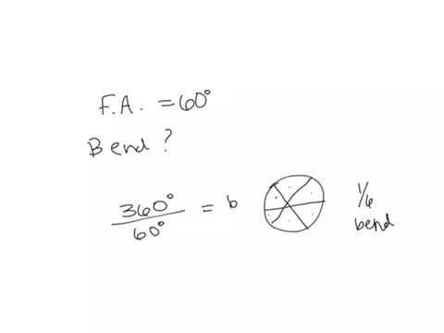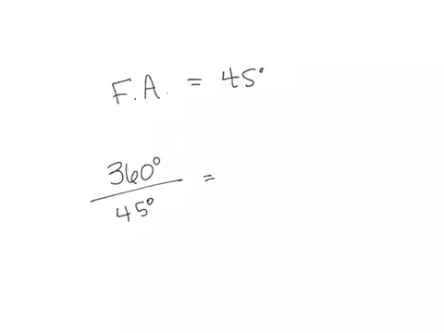Let's try another one. Let's say that my fitting angle is 45 degrees. So I would take the total, 360 degrees, divided by 45 degrees. This gives me 8, which means that 45 degrees is a 1/8 bend.